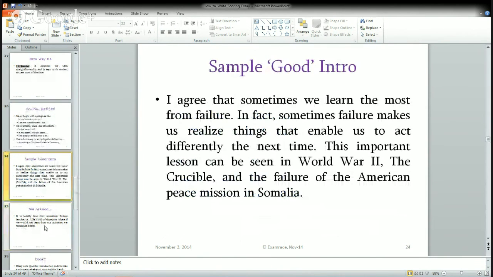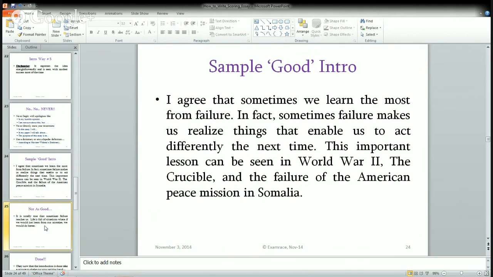Now we'll be taking the same example of two introductions. This is what I say is a good introduction, and a similar introduction I'll write in other words and say it is not that good. This essay is about learning from your failures. So if I start an introduction, I can say, I agree that sometimes we learn the most from our failures. In fact, sometimes failures make us realize what enables us to act differently the next time. This important lesson can be seen in World War II, the crucible, and the failure of the American peace mission in Somalia. So this is an introduction which I feel is a good introduction.